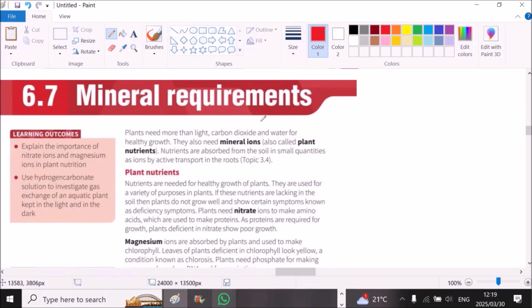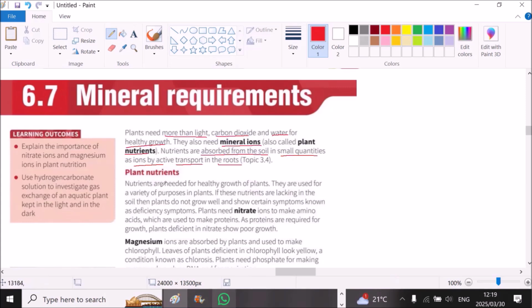Now we move to mineral requirements. Plants need more light, carbon dioxide, and water for healthy growth. They also need mineral ions, also called plant nutrients. The nutrients are absorbed from the soil in small quantities as ions by active transport in the roots.